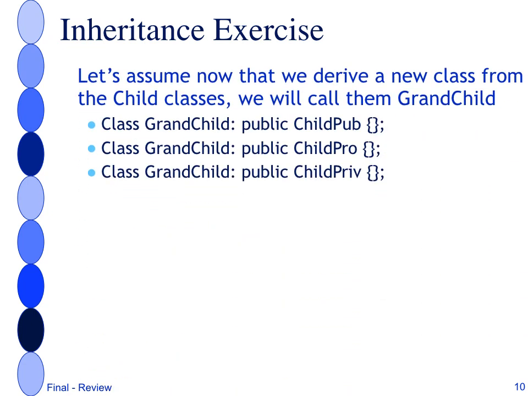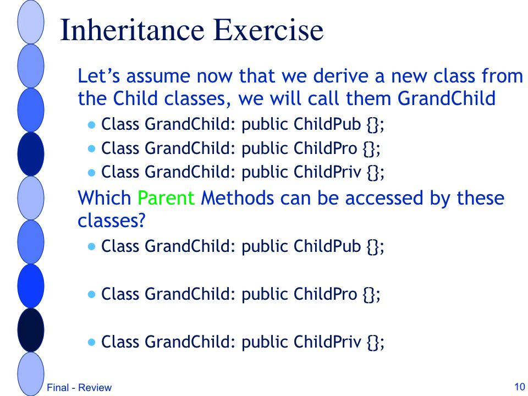So let's continue looking here. Let's assume now that we derive a new class from the child class. We'll call it the grandchild. In that case, what we wanted to find out is, from the grandchild's point of view, what they can see on the parent. Parent derived child, child derived grandchild. So which parent methods can be accessed by these classes? We're looking at parent methods that will be accessed by the other class when you are writing a method, for example.